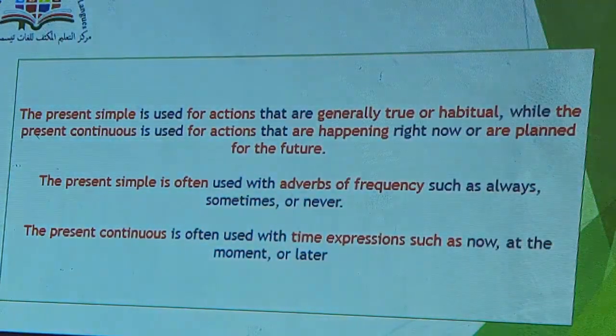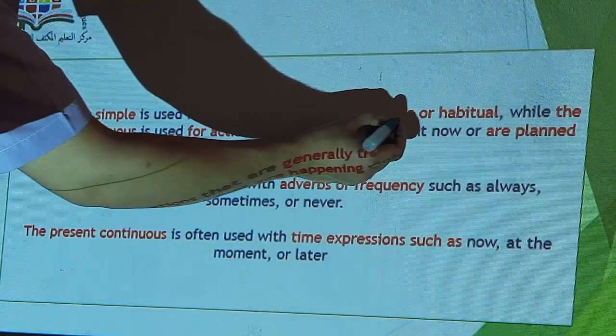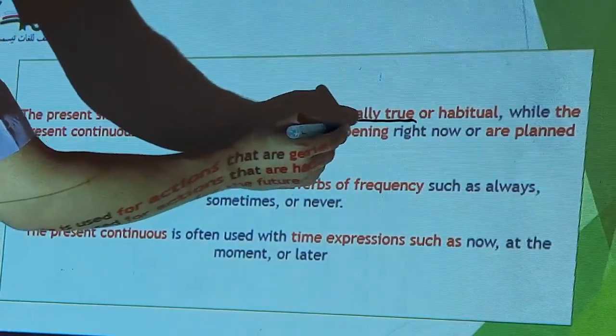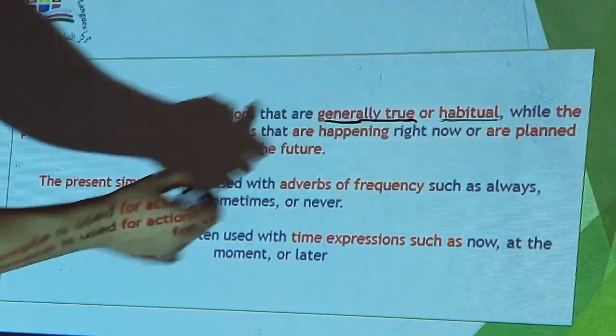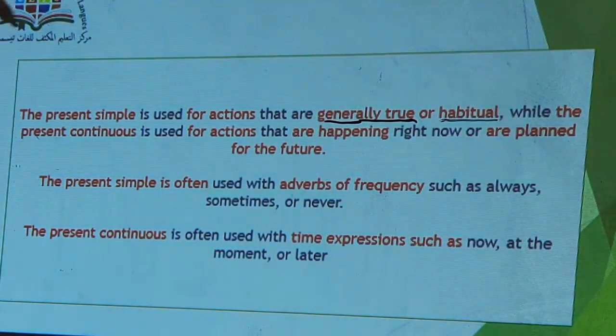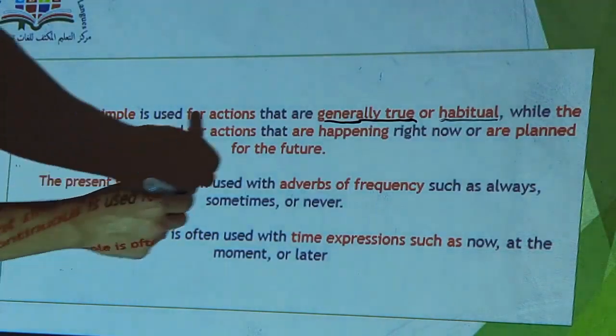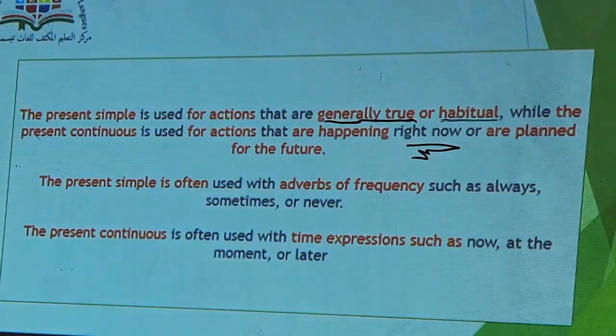So the present simple is used for actions that are generally true or habitual. Generally true, and this is what we call a fact. And also habitual, it means it is repeated or it is happening regularly. While the present continuous is used for actions that are happening right now, or are planned for the future.